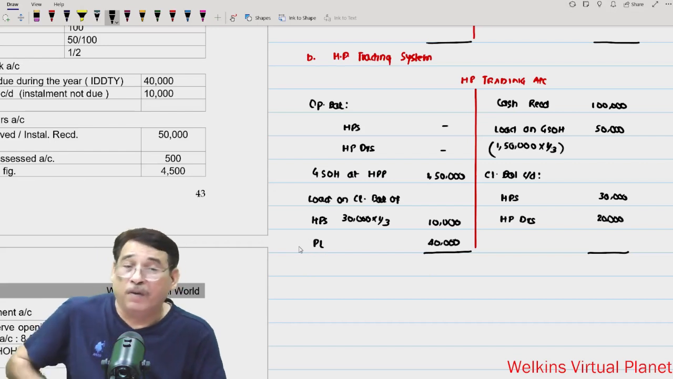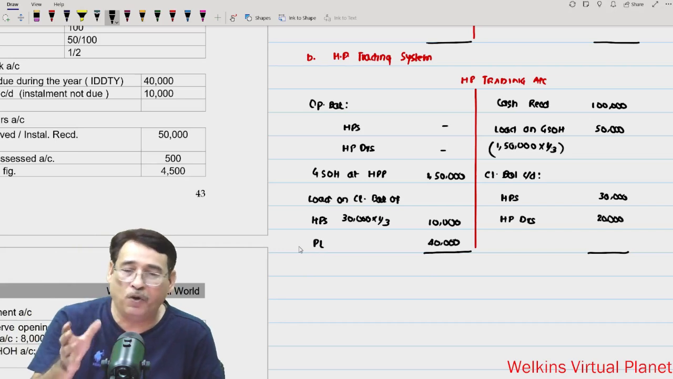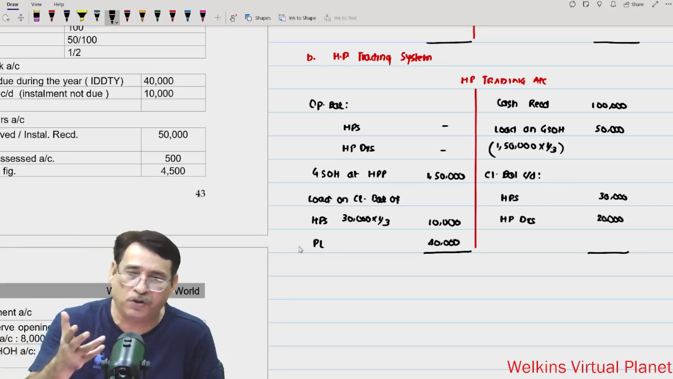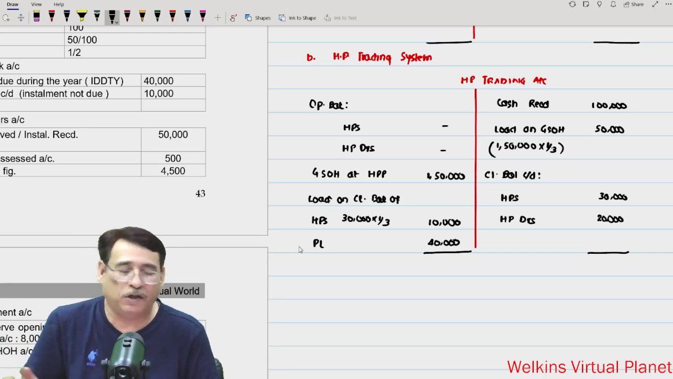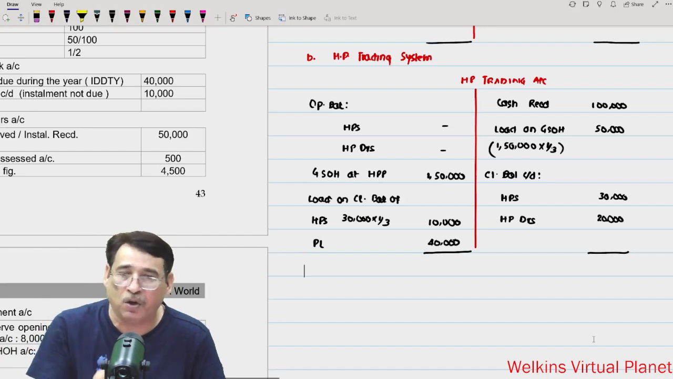Correct? So, sometimes in the question, it is not given which method you have to follow. So then in that particular case, it is your prerogative, your choice and discretion, that whichever method you may like to use, you can use it. Is it clear to you or not?